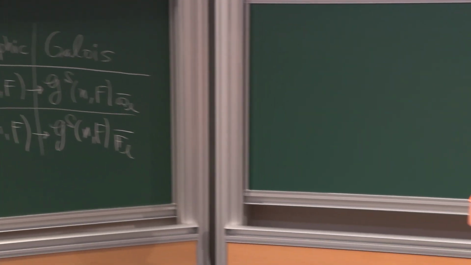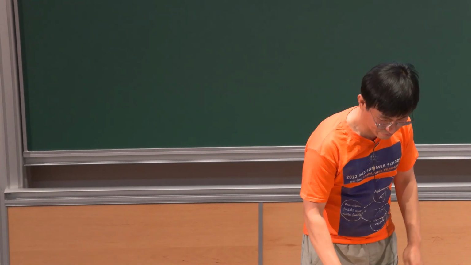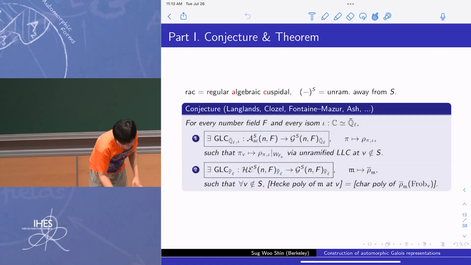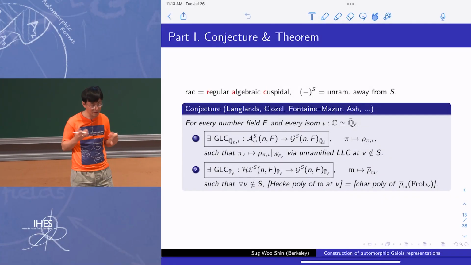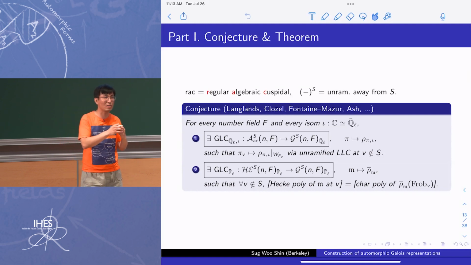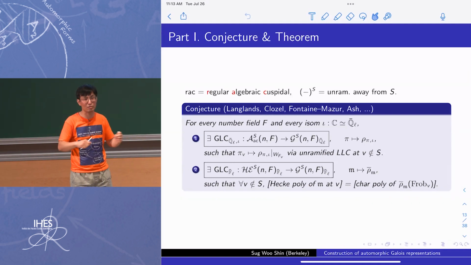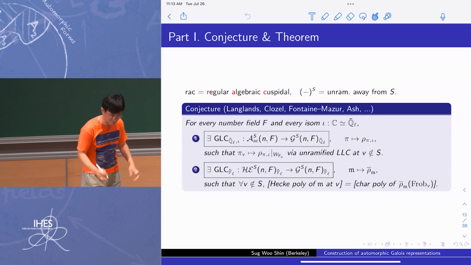Okay, good. One way to think about this Hecke eigencharacter is that it gives you a string of Hecke eigenvalues or a string of Satake parameters. That's one way to think about it.